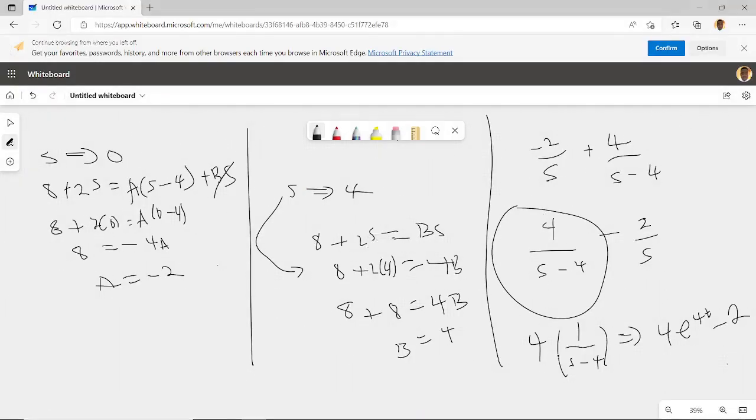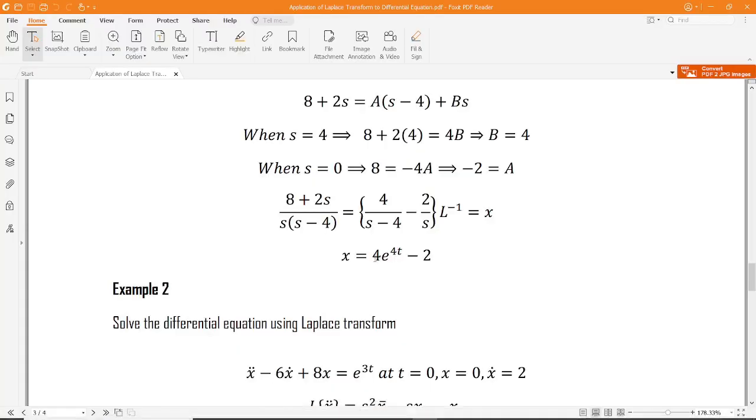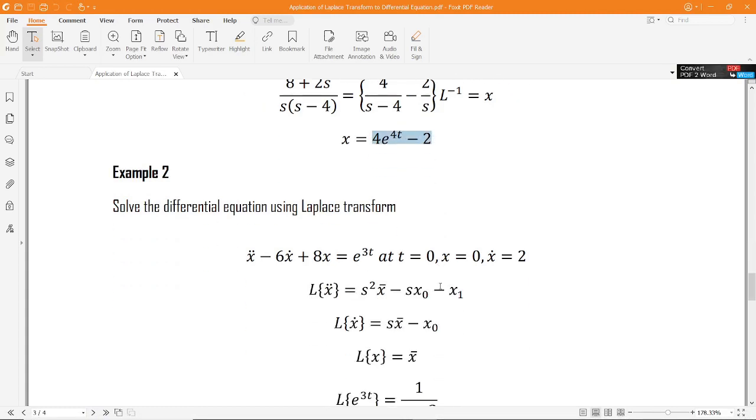So 1 over s minus 4. This is an exponential term in the function of time. So the inverse of this is e^4t. So that will be 4 multiplying the e^4t. Then this is a constant itself, 2 over s. So any constant over s in the standard table of Laplace, the inverse will be the constant, which is 2. So that's why we have the solution here as 4e^4t minus 2. So the second example here is what is being shown.